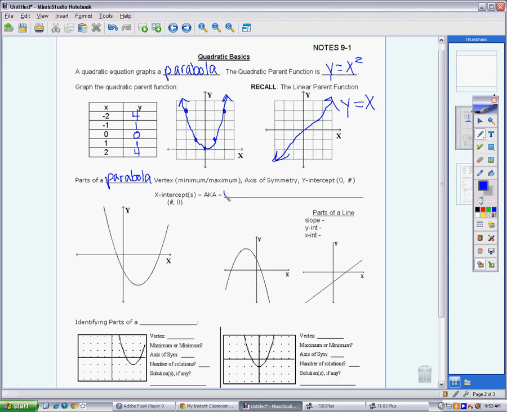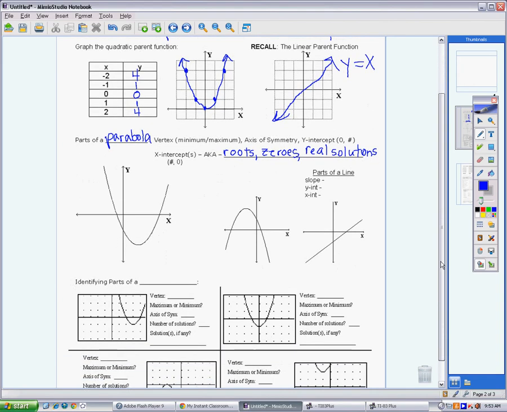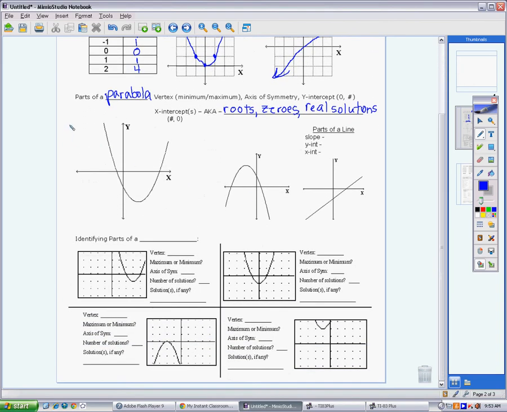X-intercepts are also called roots, zeros, and real solutions, and they will use these interchangeably on the STAR test. There were 9 questions on the STAR test about quadratics.